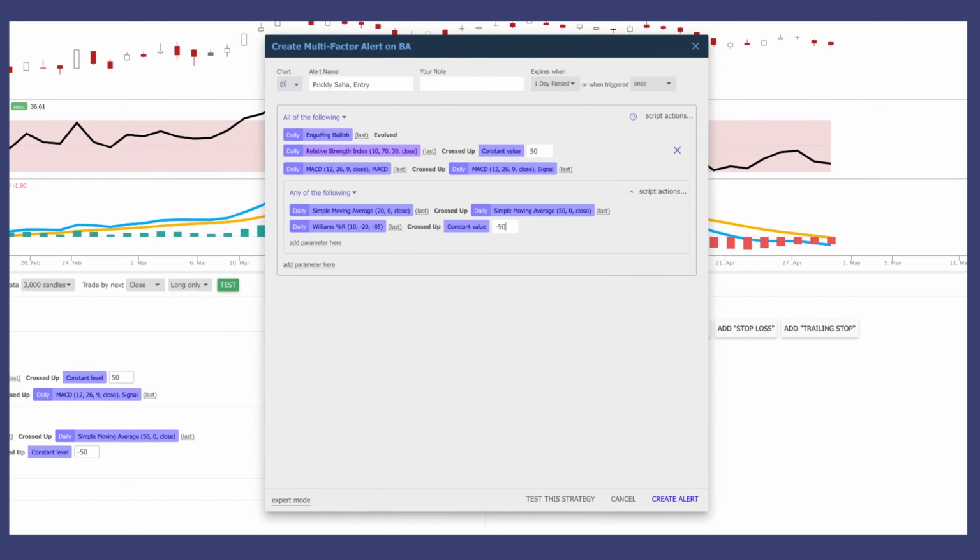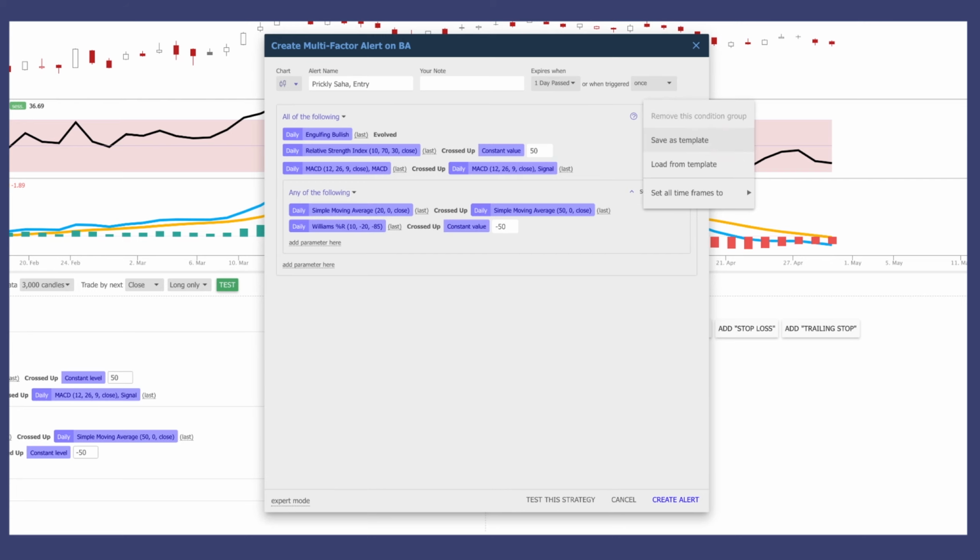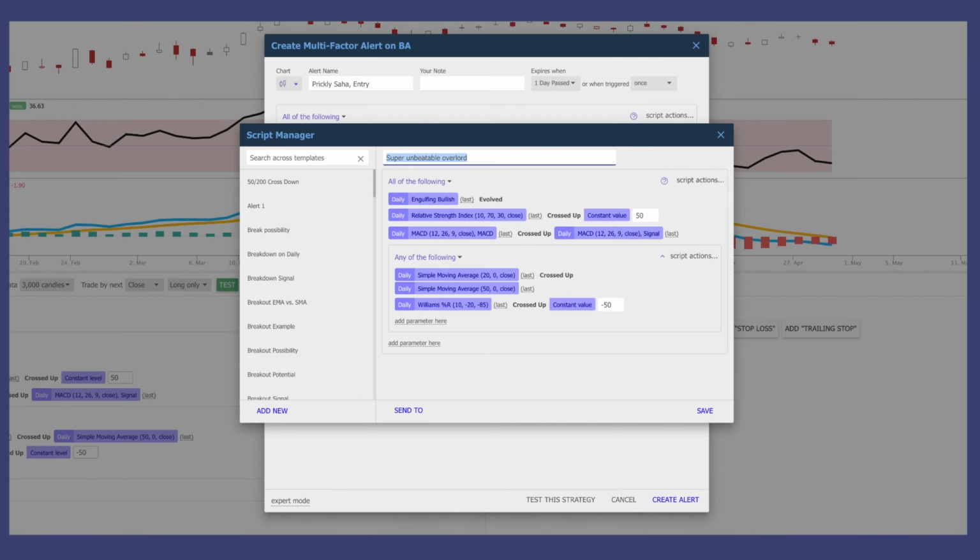It will take you back to the alert window here, and you're able to go in and create the alert. So the multi-factor alerts are something that are really great to use, and it can be very efficient too, right? You can go in and you can actually save this as a template. So you can save all of the following, and maybe you want to name this bullish breakout potential, or whatever you want to name it.